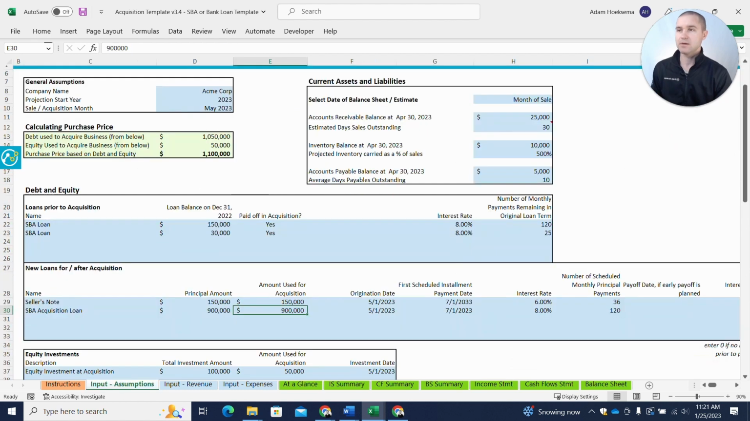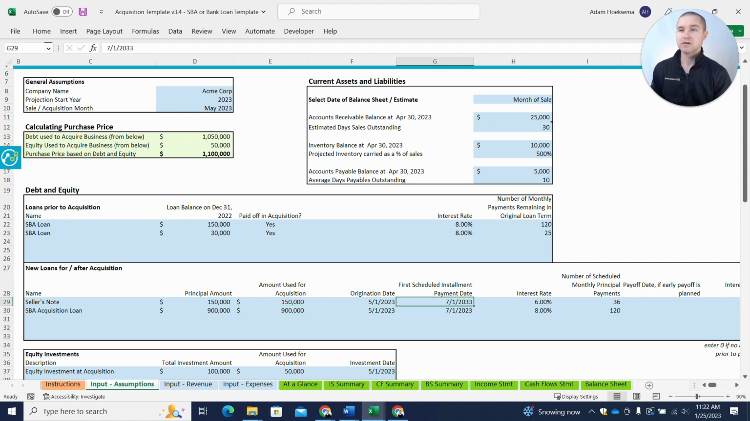So why did that go up? Even though the purchase price is the same, why did our debt service coverage ratio increase? Well, it's because the seller's note here we are assuming is on full standby. And this is common for an acquisition where a seller's note isn't allowed to be paid on until the SBA loan is completely paid off. That's what it means to be on full standby.